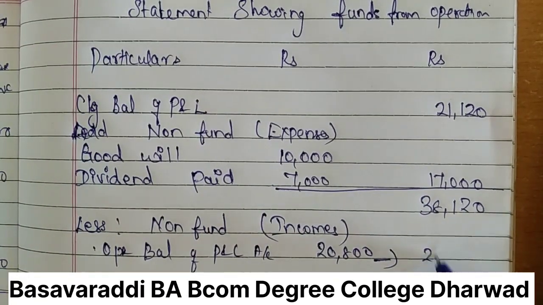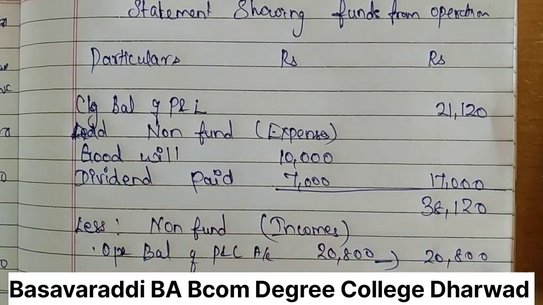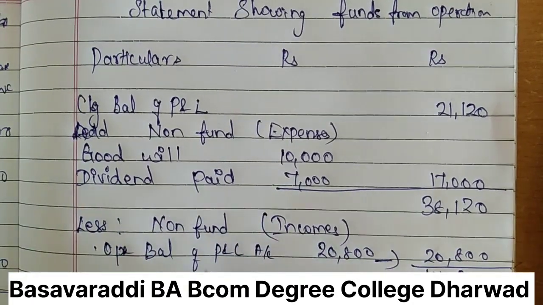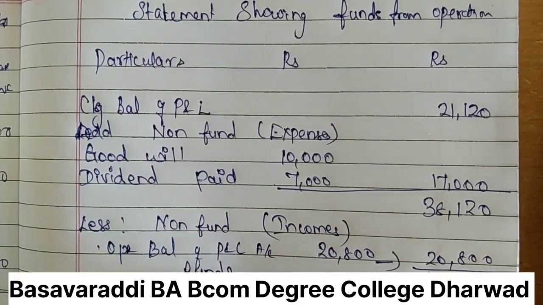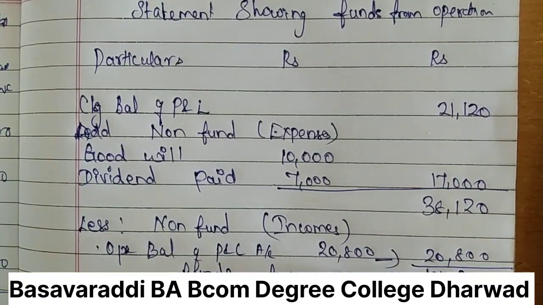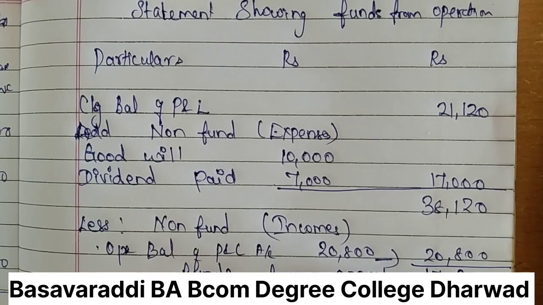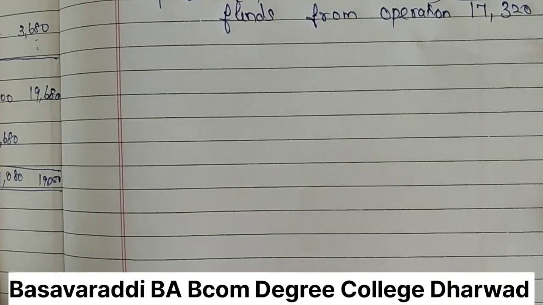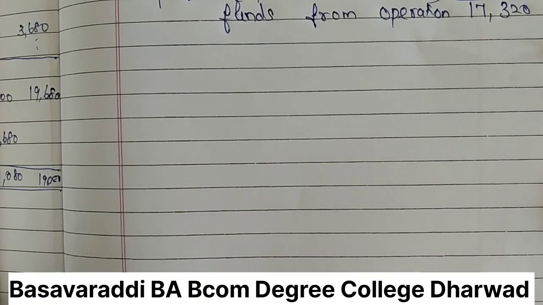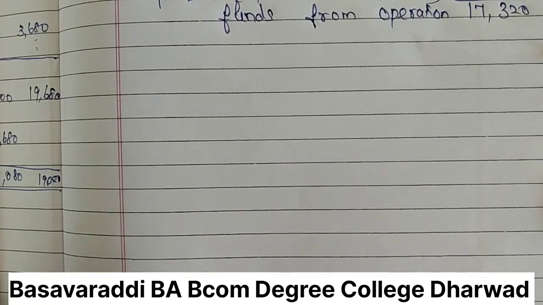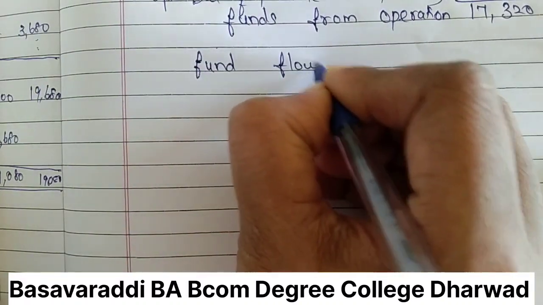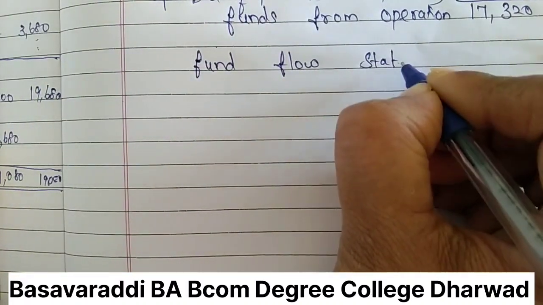So finally you entered all those. You have to write this one in the outer column. So these two have to be less. You got 17,320. This is considered as funds from operation. Funds from operation. Yes. Now we start the fund flow statement.